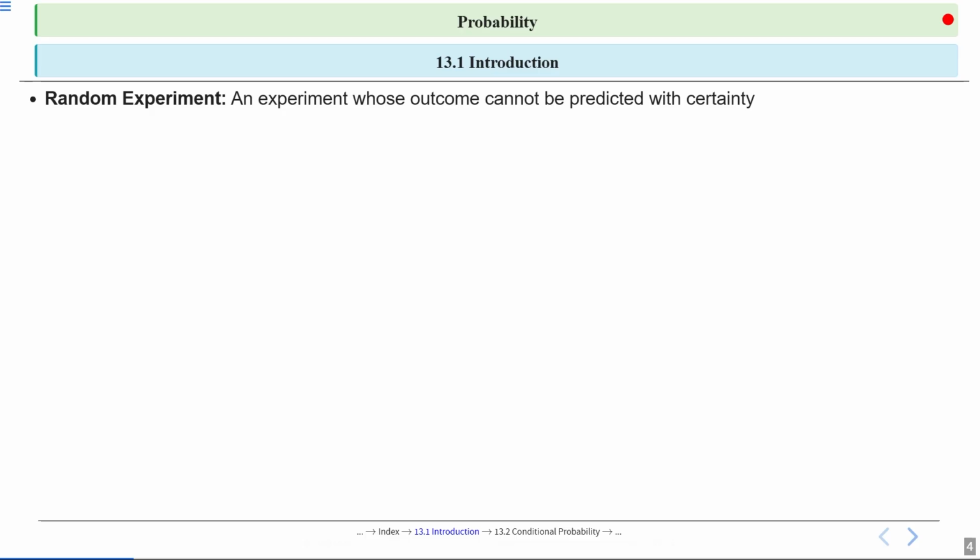Let's start by understanding what a random experiment is. In probability, a random experiment is any process where the outcome cannot be predicted with certainty, even if we repeat it under the same conditions, right?